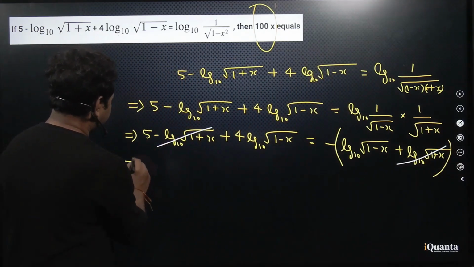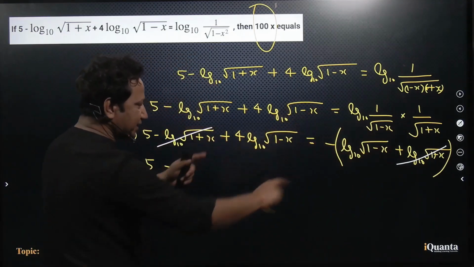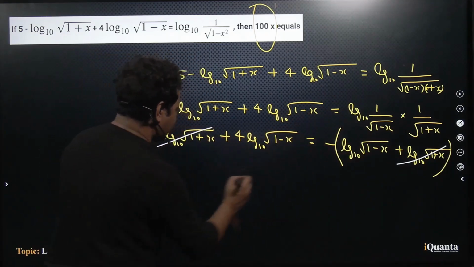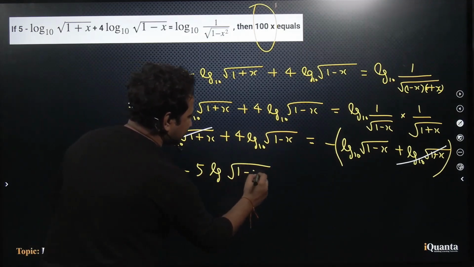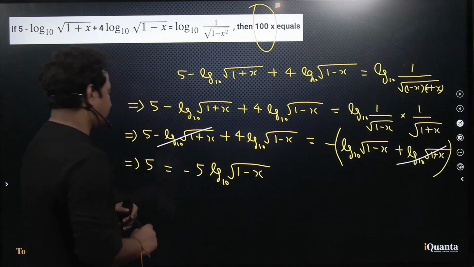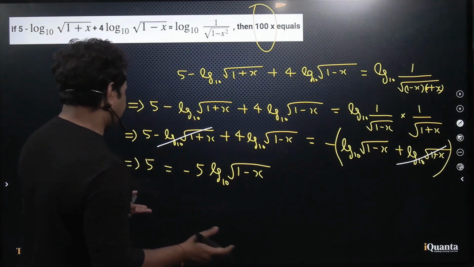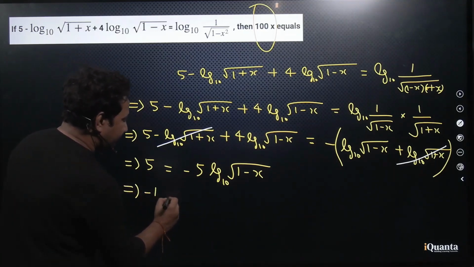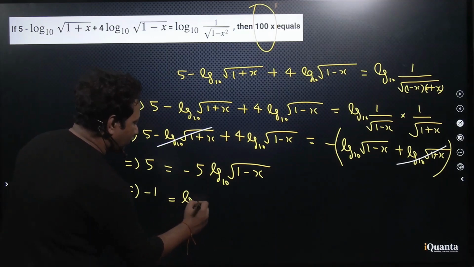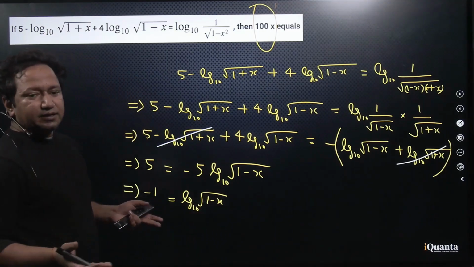We have 5 is equal to, taking this to the right hand side, I'll get minus 4. So overall I get minus 5 log of root 1 minus x at base 10. We can of course cancel out 5 and 5 from both the sides, LHS and RHS, and what we are left with is minus 1 is equal to log of root 1 minus x base 10. Let us solve this.